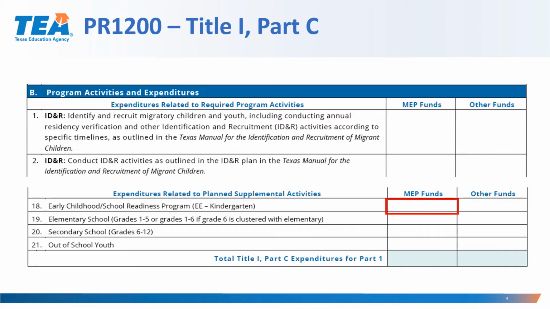Expenditures related to planned supplemental activities. For each applicable activity listed in each of the following sections by range of grades, for example, grades 6 through 12, type the estimated amount of total Title I Part C funds from MEP or other sources. Totals. This field shows the total estimated expenditures for Title I Part C funds from MEP and other sources.